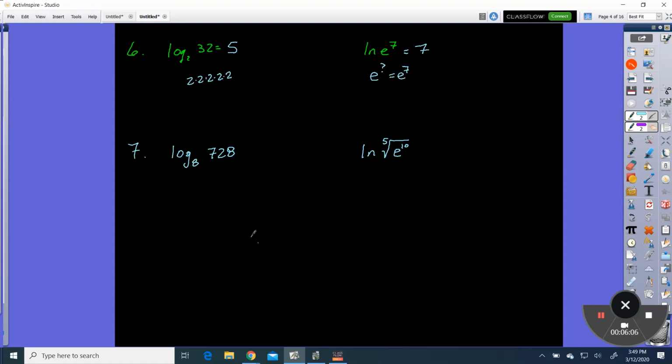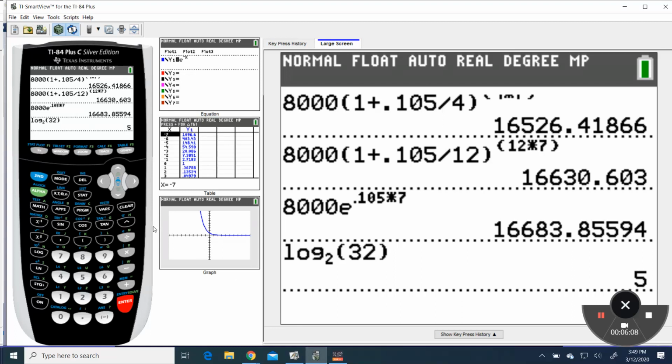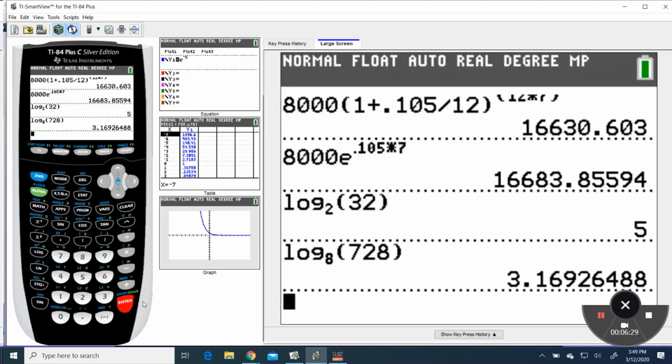Number 7, it says use a calculator, so I'm going to use my calculator and change a base. So I bring that up and I just type in the numbers, so that's going to be an 8 down here at the bottom, 728. We got an extra parenthesis, 3.169. Keep 3 decimal places.